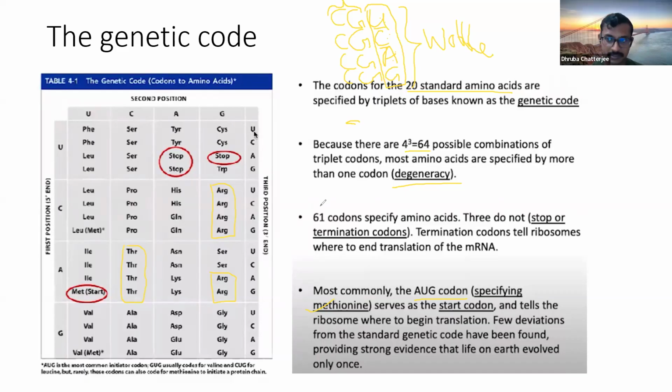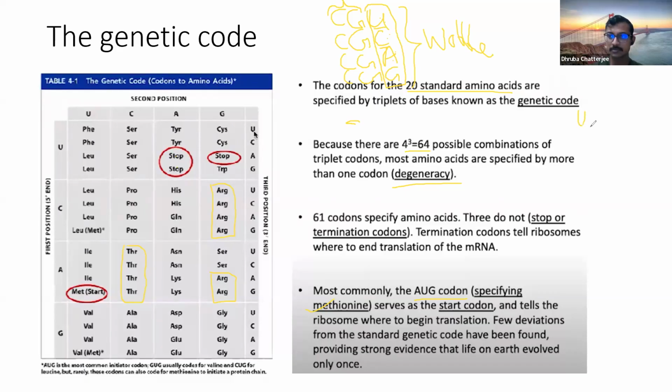Then the release factors, which are also proteins, come in and dismantle, disassemble this ribosome-mRNA complex. Everything falls apart and translation comes to a stop. The ribosomes get disassembled, and you get the mRNA and the polypeptide chain separately in the cytosol. So these are your three stop codons, UAA, UAG, and UGA.